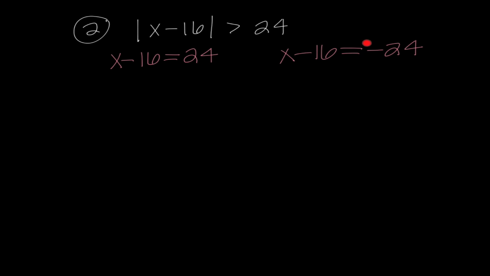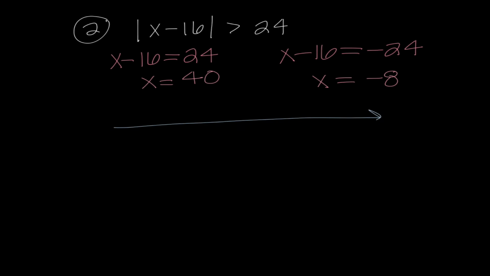Likewise, -24 is also 24 spots away from 0. So if this is equal to -24, these two sides will be equal. So if I'm working this, I get x equals 40. That's my answer. And then when I add 16, I get x equals -8.